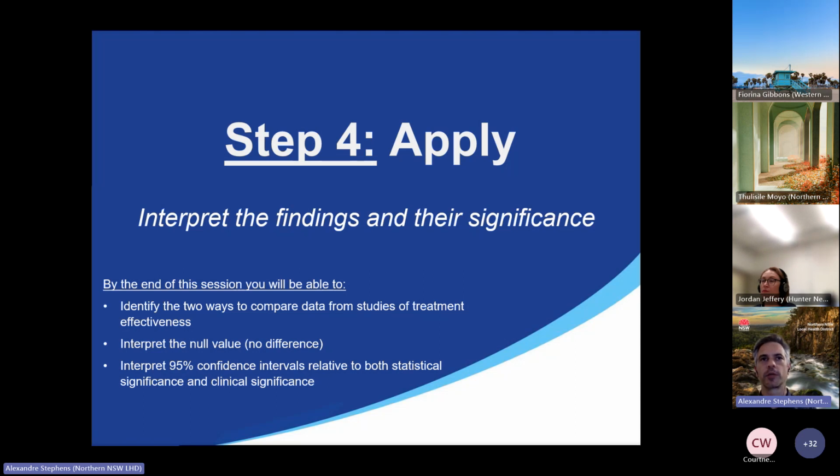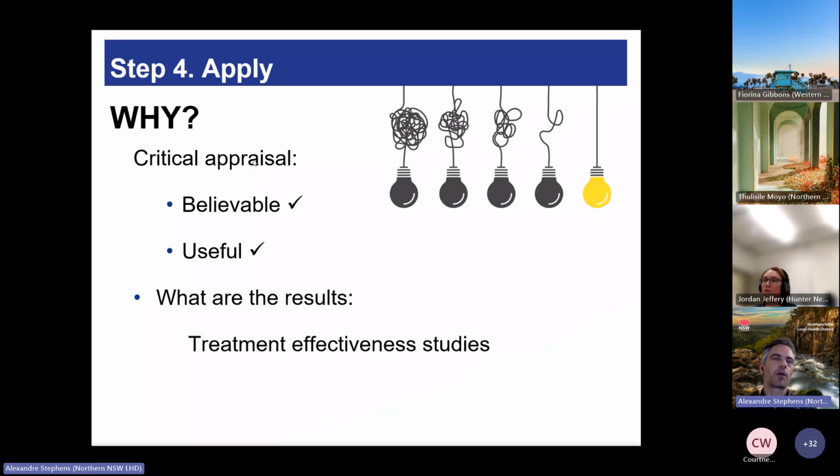If you remember anything from it, it's really how to interpret that. So why are we up to step 4? Well, last week we talked a little bit about critical appraisal. So we did a very good job in guiding us through the pragmatic approach to appraising articles, making sure that the results are believable and useful.